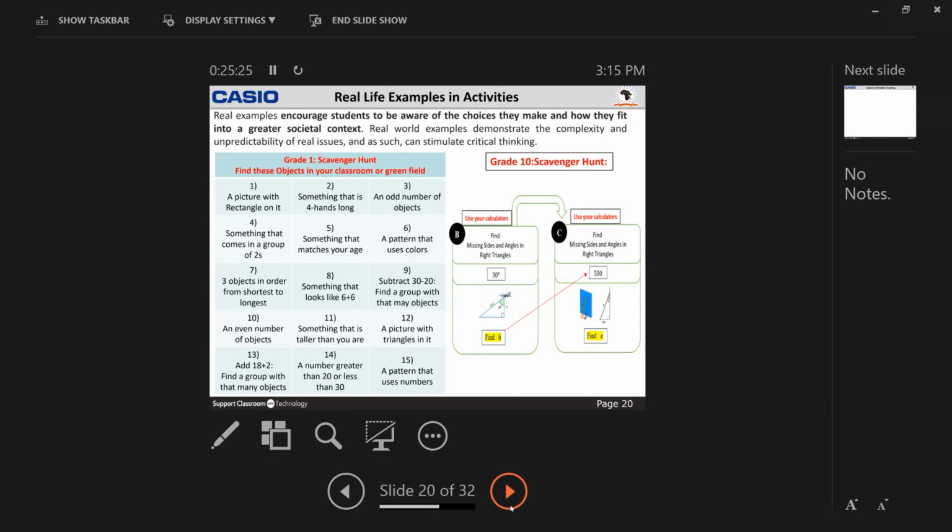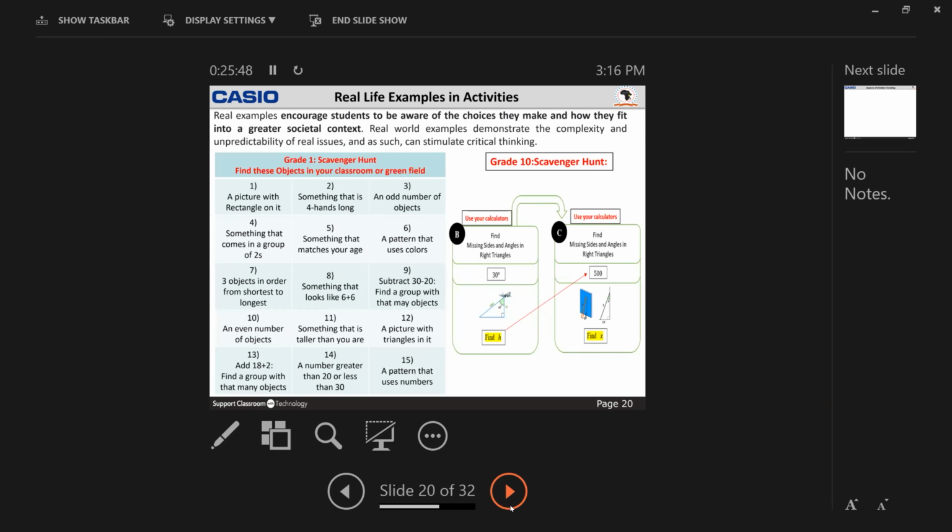Okay, let's say students and teachers are discussing rectangles in classrooms. Students need to feel, need to touch, need to see, need to relate. What are rectangles in real life? Okay, a table is a rectangle. So the idea of this is that students need to relate and connect to real life. This is one of the main features in modern teaching.